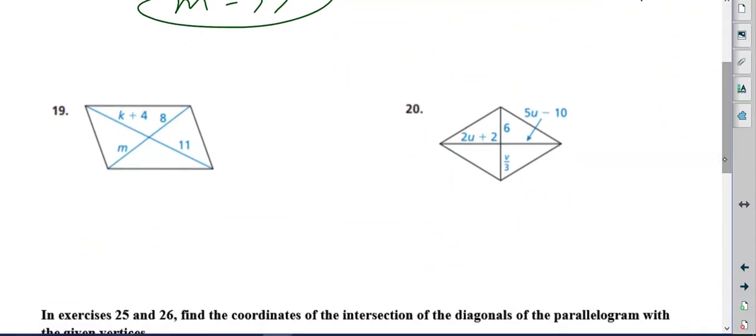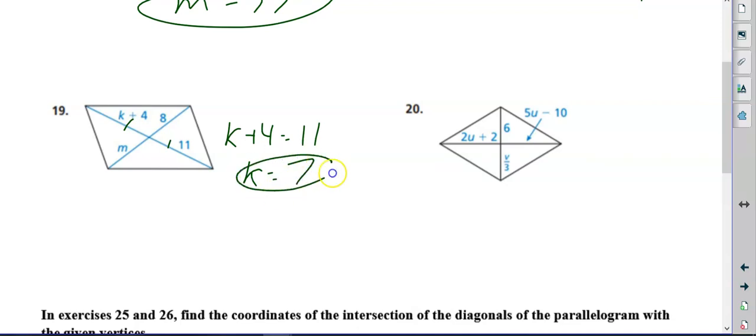Okay. So remember, these are equal to each other. So K plus 4 is equal to 11. Subtract 4. K is equal to 7. And these two are equal to each other, so there's no math to really do there. It's simply M is 8.